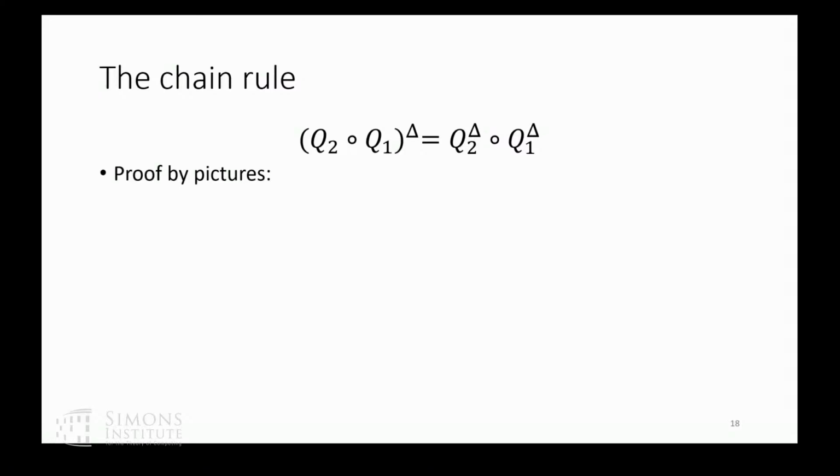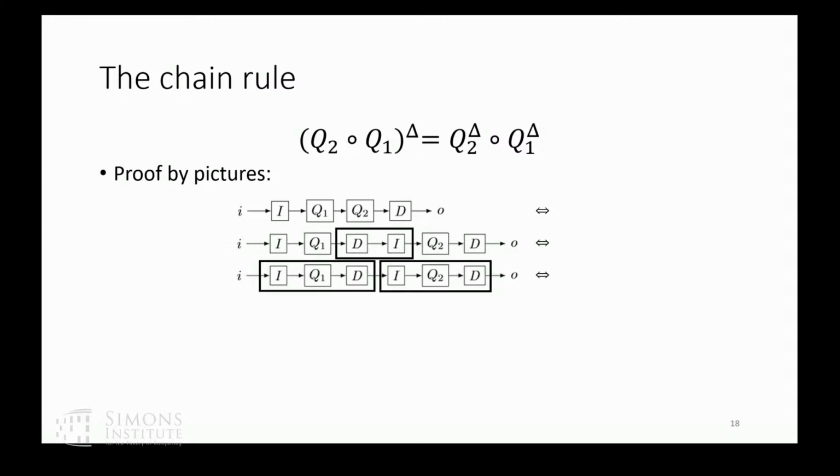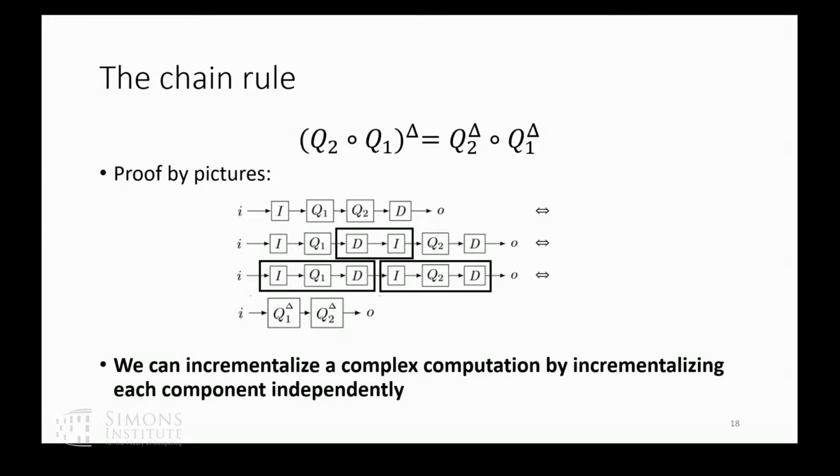The proof is actually really simple, but I'll skip over it. The point is that this picture is the left-hand side. Then you insert this D and I pair, which cancel out. Then you regroup using function associativity, and you get the right-hand side. So this is the entire proof. It's a proof by pictures. But this is actually very deep.